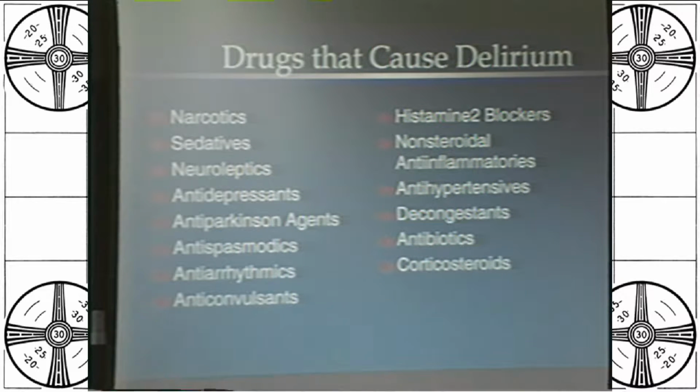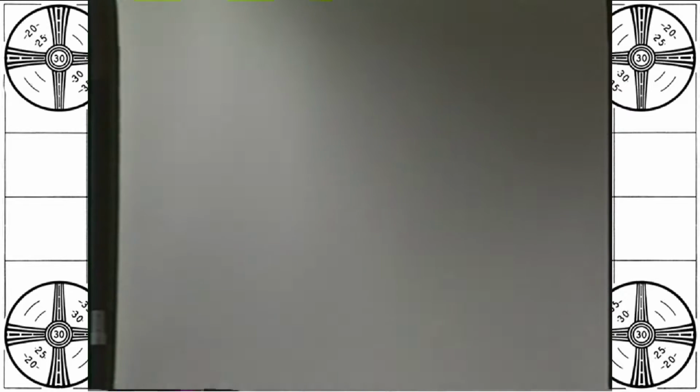There's a long list in the handout. It would not all fit on the slide, of drugs known to cause delirium. Generally, any drug that the person has been started on recently is suspect, essentially anything.